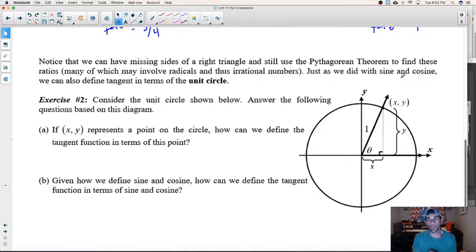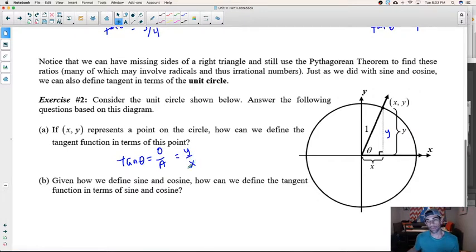So just as we did with the sine and the cosine, we can also define tangent in this unit circle. So consider the unit circle shown below. If x and y represent a point on the circle, how can we define the tangent function of this point? That's old school stuff. The tangent is opposite over adjacent. The opposite is y, the adjacent is x, so it was y over x. Nothing new there, super old.